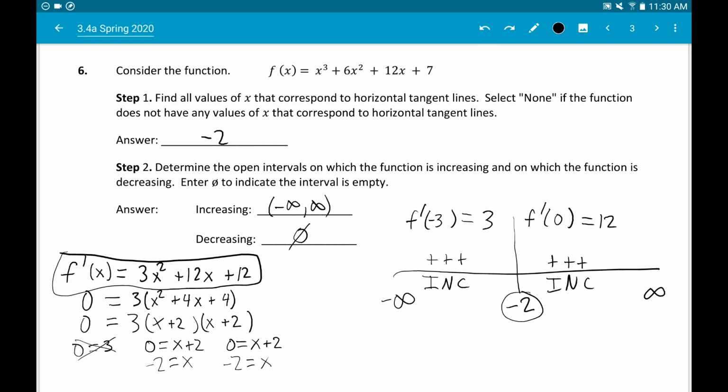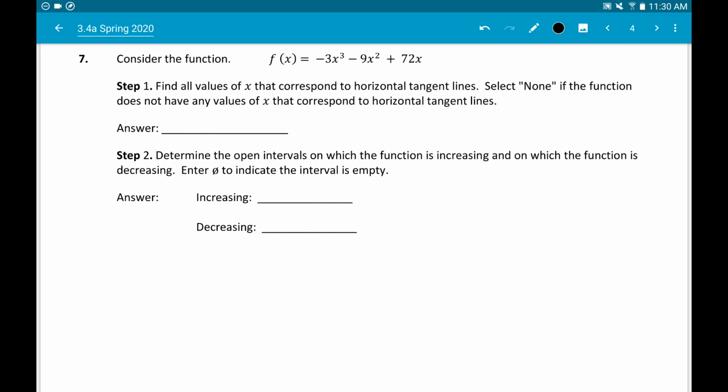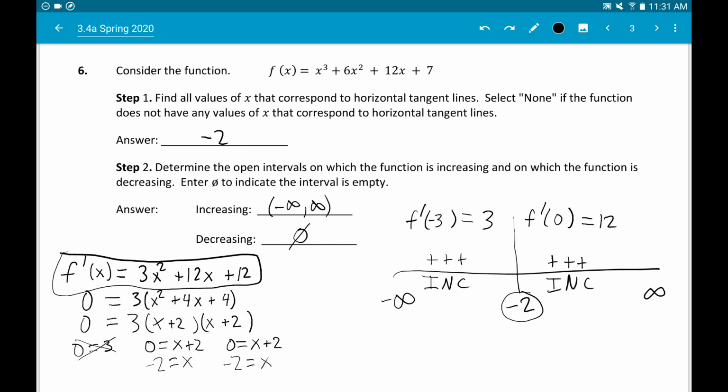Okay, and I've got one more of these. So it looks similar to the last one. It's a cubic function again, negative 3x cubed. Similar to what we did here in number 6. It was a cubic equation. But the answer is going to work out a little different, and I'll show you that in a second.